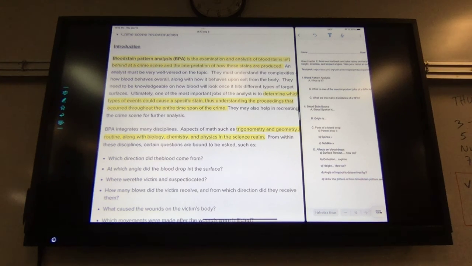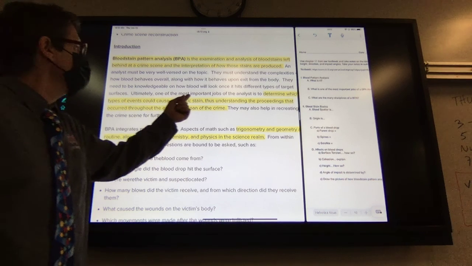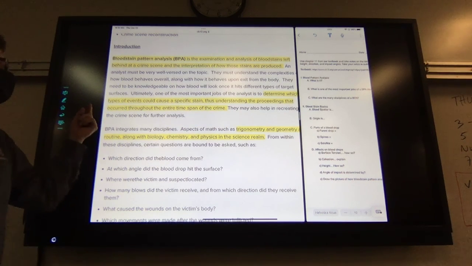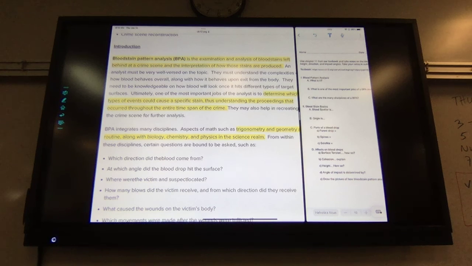So question number 2, or Roman numeral 1 and then letter B. What is one of the most important jobs of a BPA, blood pattern analysis analyst? That's my second highlight right here. One of the most important jobs is for them to determine the sequence and types of events that occurred that made these wounds.